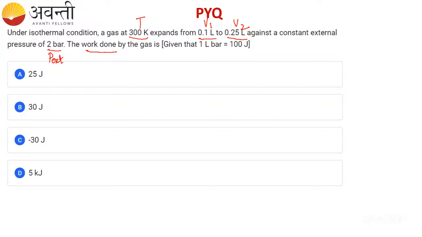Okay. Now for isothermal condition, the formula to find out the work done is equal to minus P external into V2 minus V1. So this is the work done formula, right? So I have given you 3 formulas to find out the work done. Okay, and for this question, we have to use this. This is the work done formula for irreversible process.